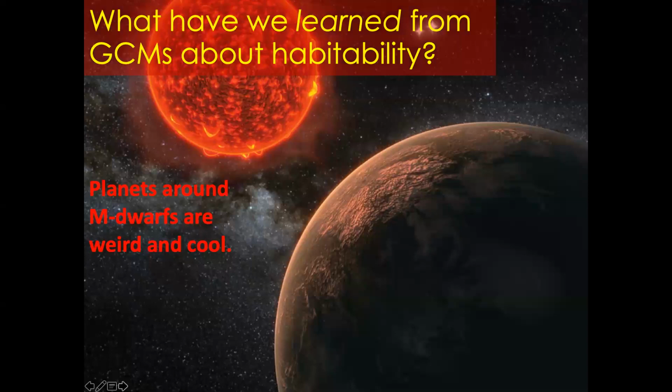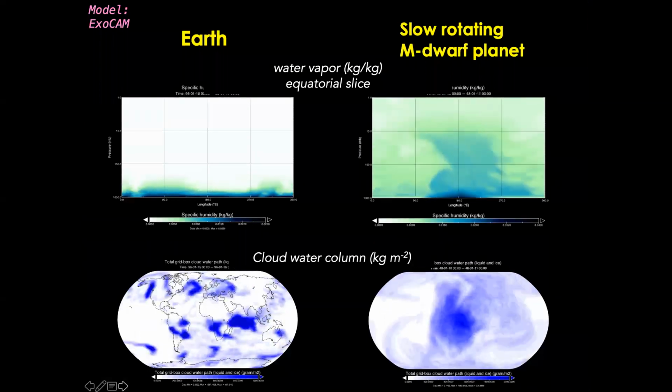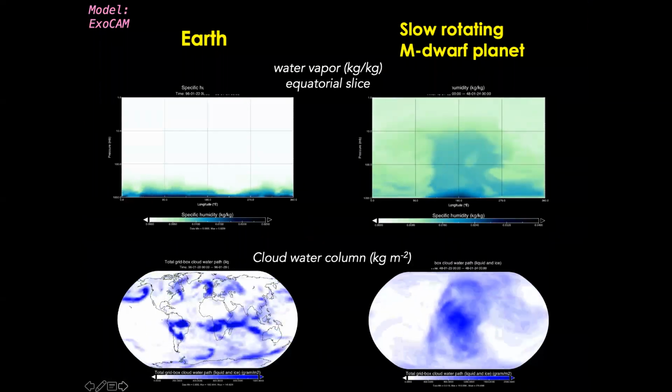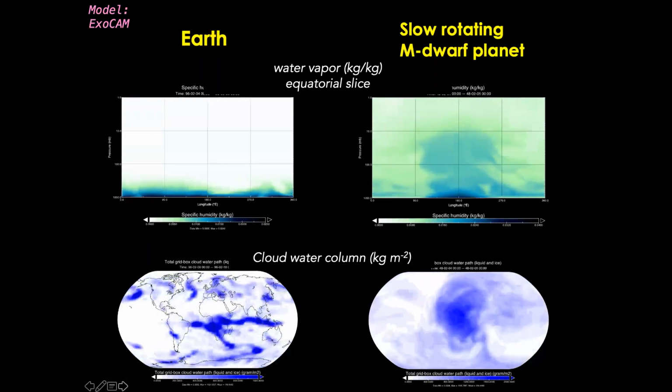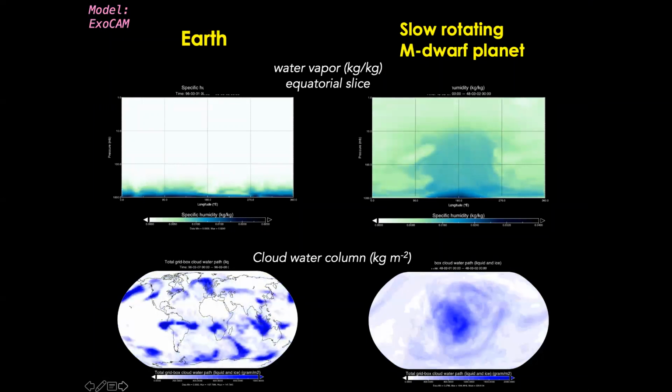We've also learned that planets around M dwarfs are weird and cool. So we know that planets around M dwarfs are likely locked into synchronous rotation, meaning that one side of the planet always faces the star. And this leads to very weird circulation patterns and also cloud patterns. So here, simulated with the ExoCAM model, on the left we have Earth, and on the right, we have a slow rotating Earth-like planet around an M dwarf.